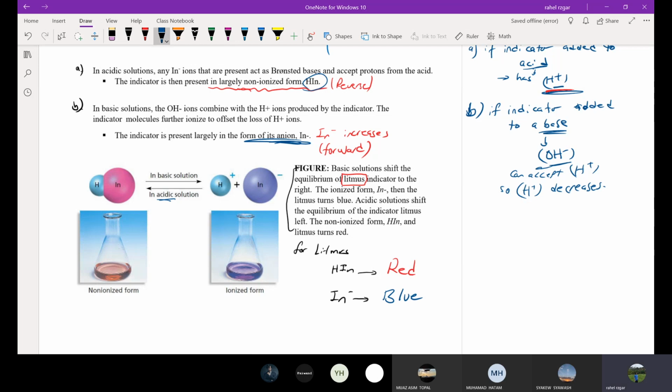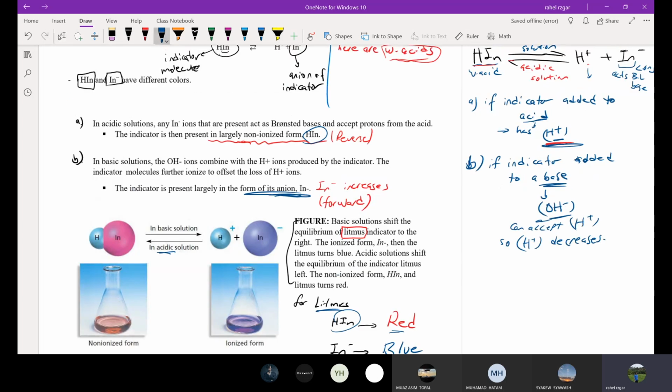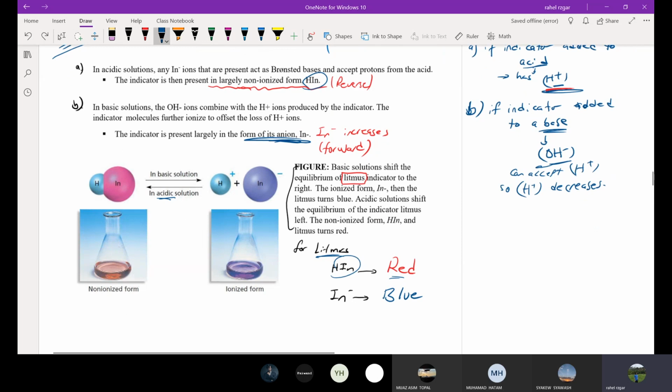If in the question it says for litmus, what is the color of HIn? You will say red. If you remember from this point here, what did it say? HIn, In always have different colors. And for litmus, HIn is red and In is blue. So when you put litmus into a base and the color turns blue, it means that more In has been produced. But if you put litmus into an acid and the color turns red, it means more HIn has been produced. Okay, is that clear?